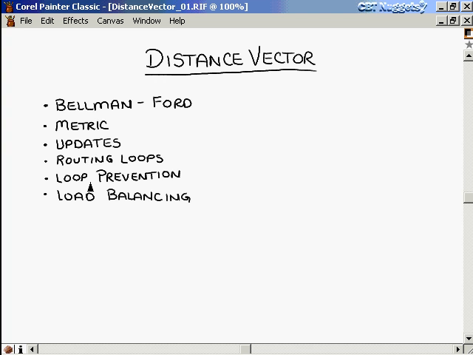Getting back to our list, we finished up our last section by discussing load balancing the way it's used in distance vector protocols, and that is the round-robin method.